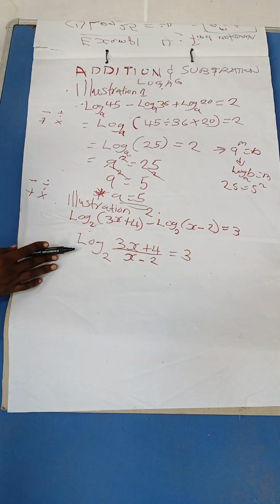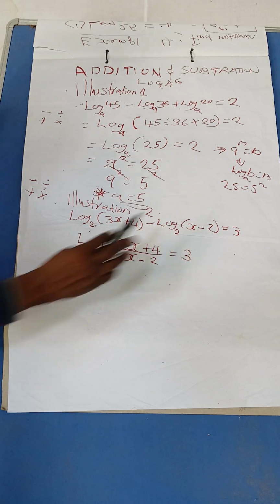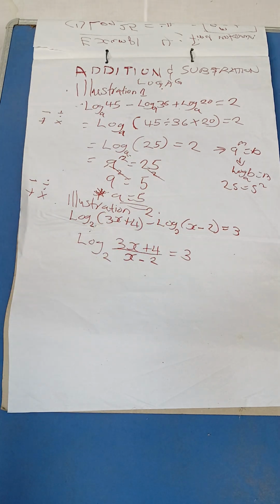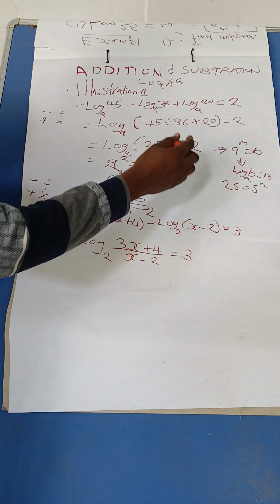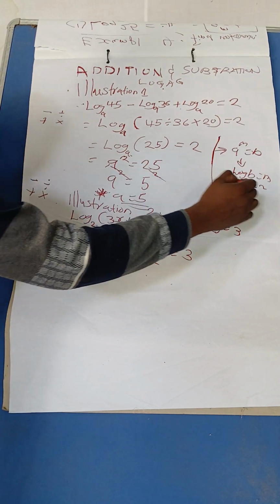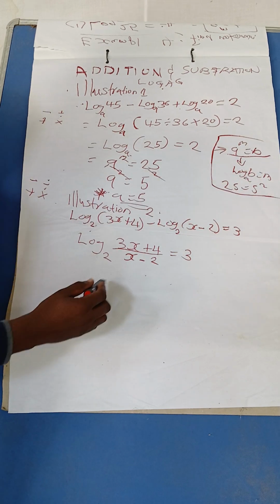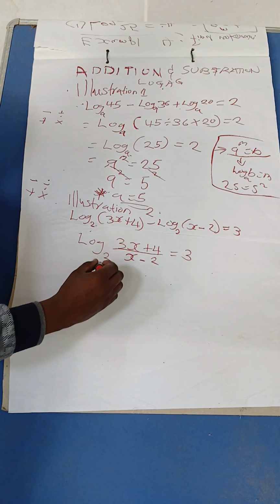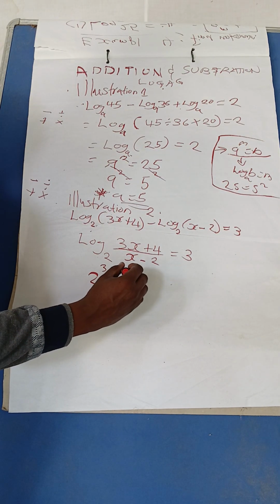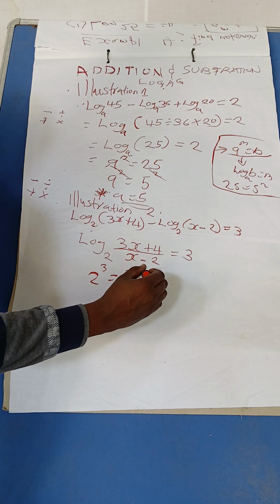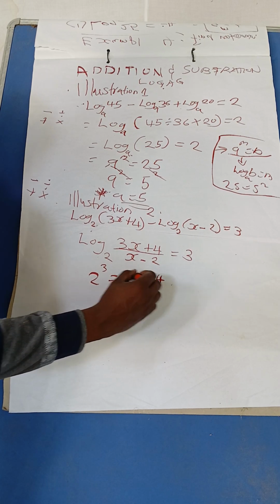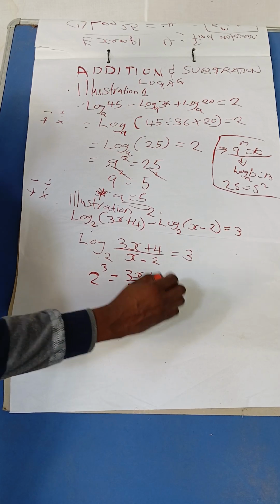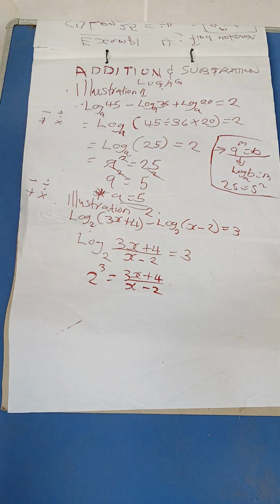If it could be multiplication, I could have multiplied this by this. But because it is subtraction, it means we divide. Now, if we divide using this law, don't run from this. It will help you. Now we apply here, it will be 2 power 3 is equal to 3x plus 4 over x minus 2.